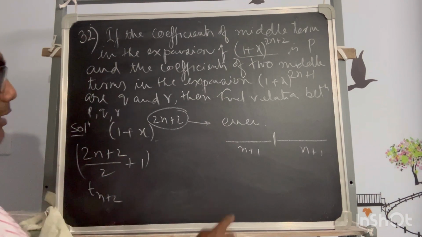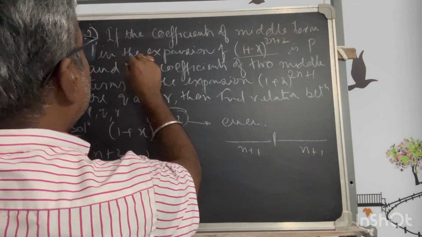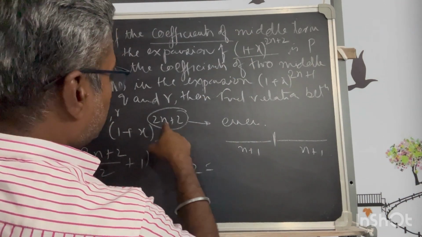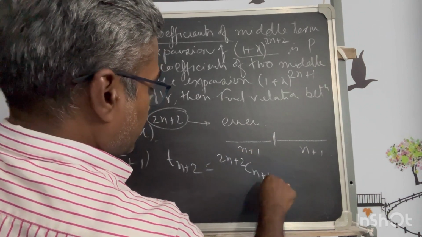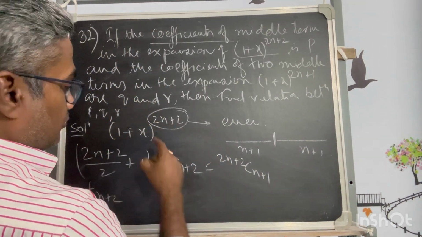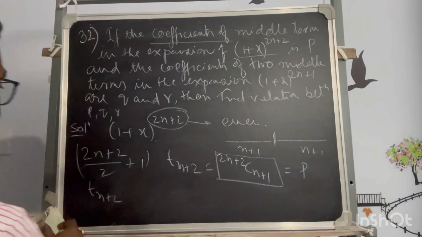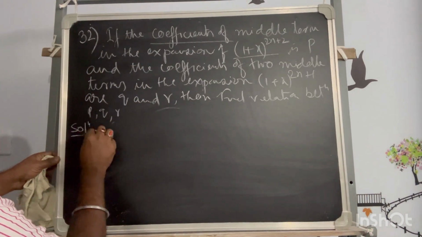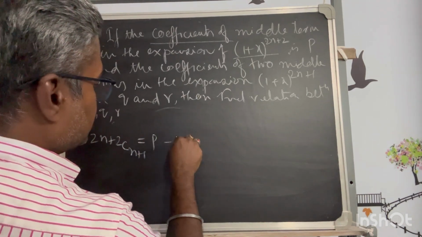So t(n+2) in the expression that is given, the term in the expansion, the coefficient in t(n+2) in this expansion is how much? It is 2n plus 2 C n plus 1, because this is the n plus 2 term, and 1 to the power of something, 1 does not matter. So this will be your coefficient, and this is given as p. So I will write it somewhere here as 2n plus 2 C n plus 1 is equal to p. So this is my first equation.